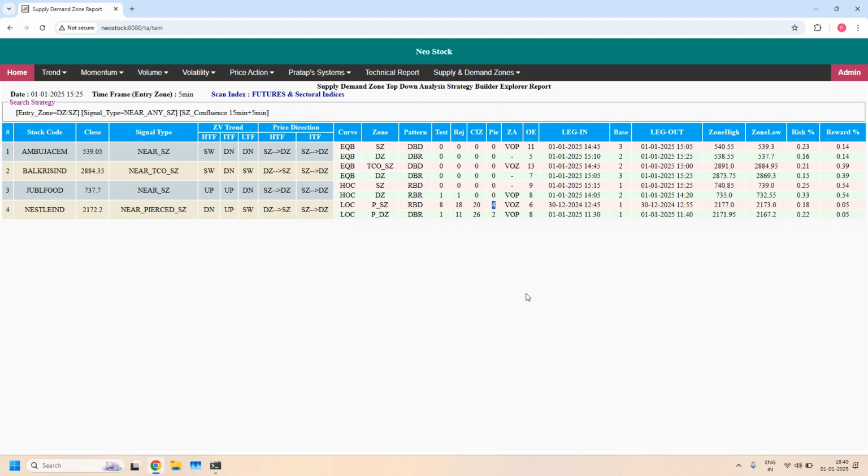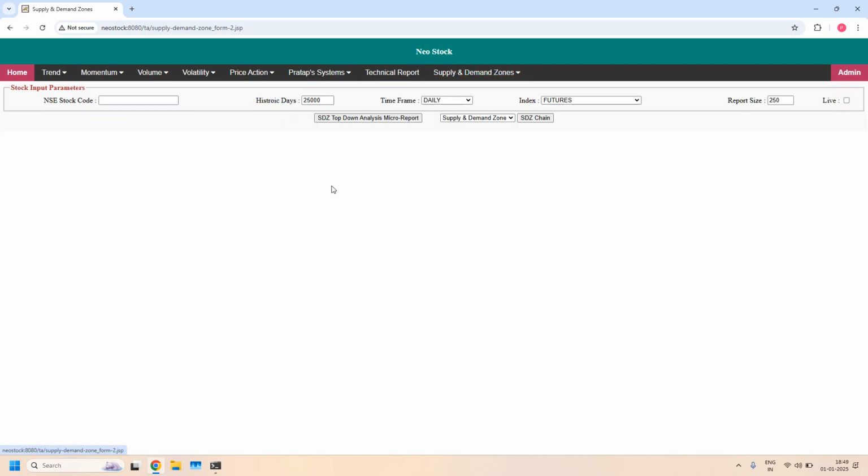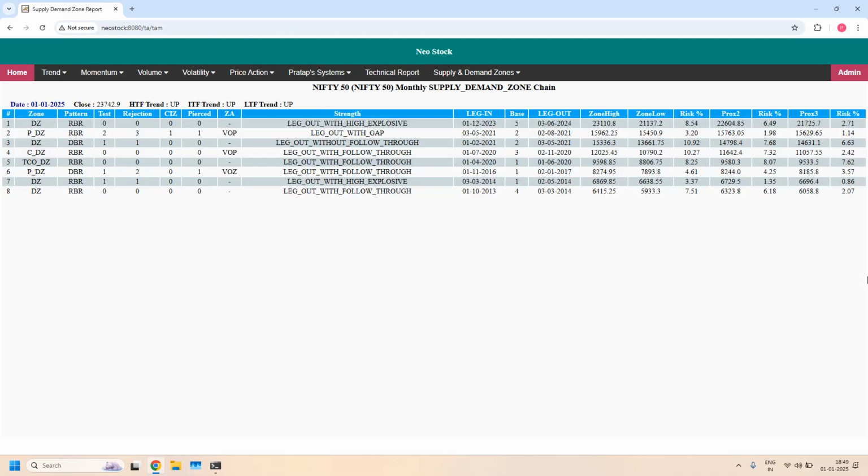So this is about stocks near demand and supply zones. Also we identified daily and 75 minutes high liquidity zones. The next set of reports are about NIFTY and BANKNIFTY supply demand zone chain. First let's start with NIFTY. Generating monthly supply demand zone chain for NIFTY. This is NIFTY monthly supply demand zone chain.